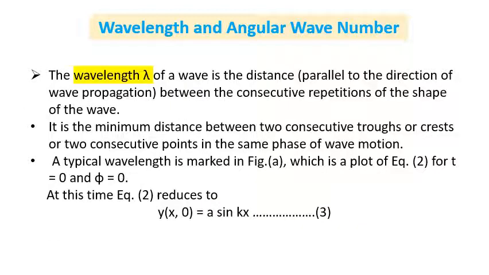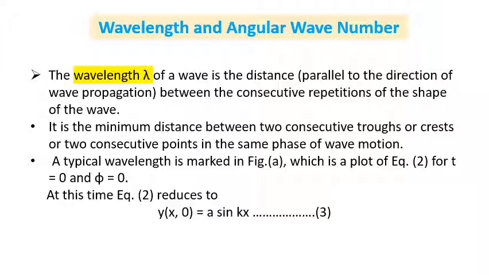Wavelength and angular wave number. Wavelength, denoted by lambda, of a wave is the distance between consecutive repetitions of the shape of the wave. It is the minimum distance between two consecutive troughs or crests. A typical wavelength is marked in figure A, which is a plot of equation 2 for time t equals 0 and phi equals 0.